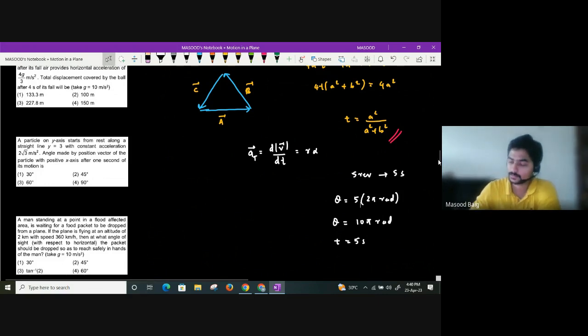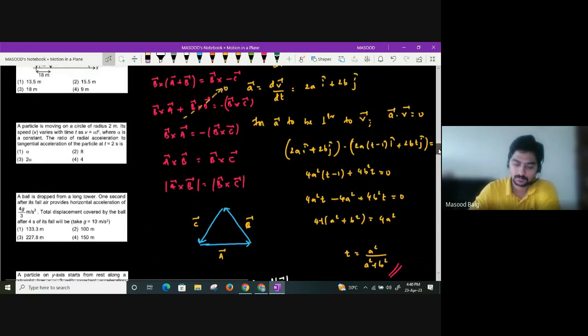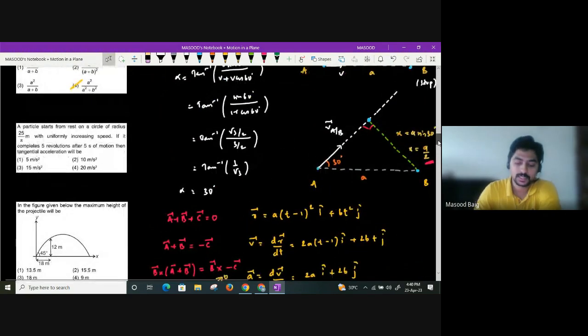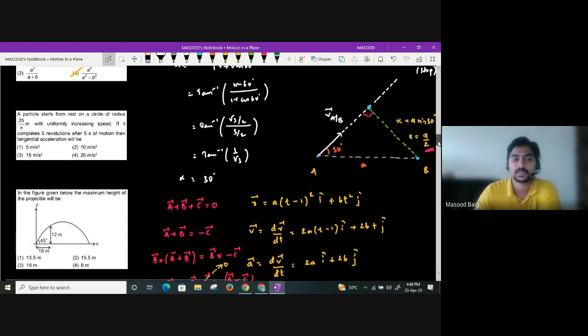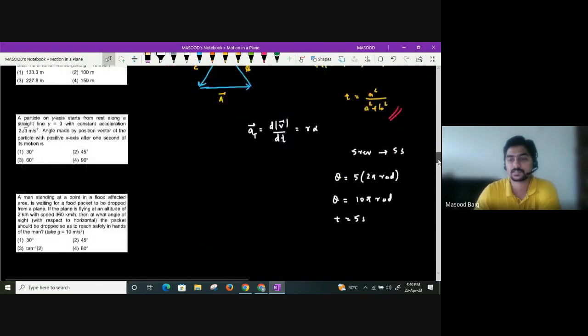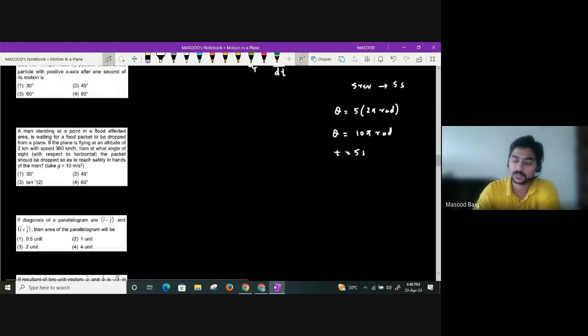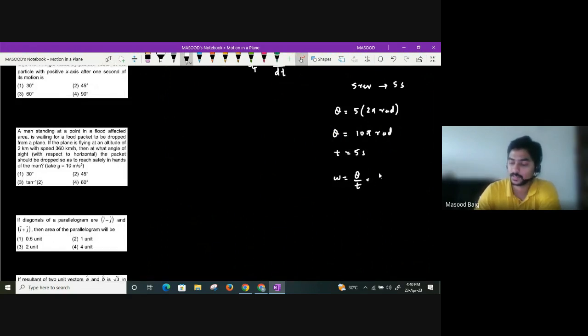What else is given? Let me just go back. So it is starting from rest on a circle of radius 25 by pi with uniformly increasing speed. If it completes 5 revolutions after 5 seconds, then tangential acceleration they are asking. So can we find out angular speed from this? You know angle rotated, you know the time interval. So omega will be given as theta divided by t, which is 10 pi divided by 5. You will get it as 2 pi radian per second.